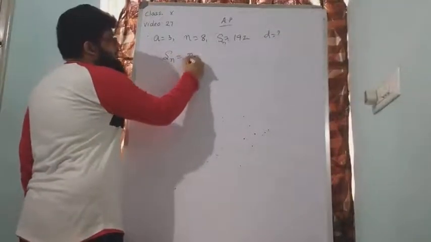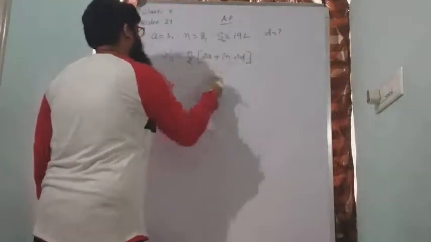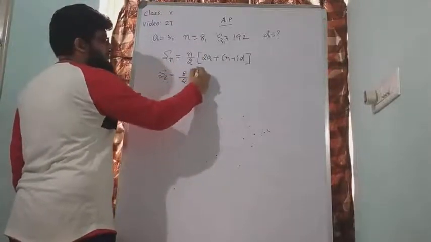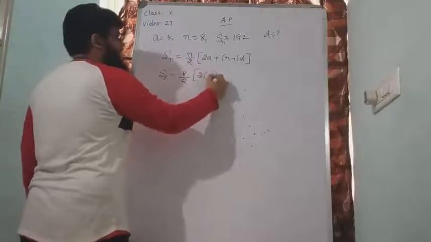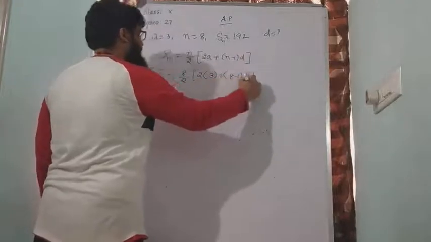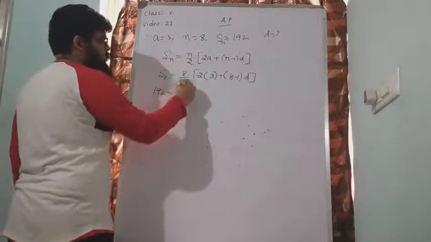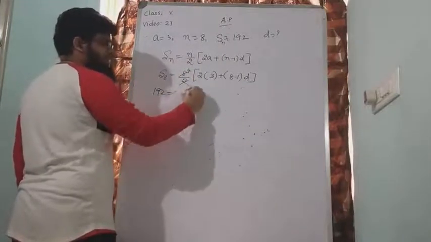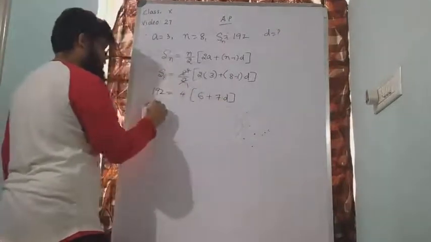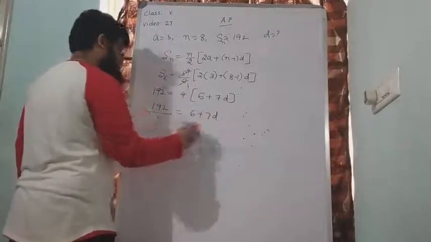So Sn is equal to n by 2 into 2a plus n minus 1 into d. S, n is 8, n is 8 by 2 into 2, a will be 3 plus n is 8 minus 1, d we don't know, d we are finding out. And the value of Sn is 192, 2 ones are 2, 2 fours are 8, 4 as it is, 2 threes are 6 plus 8 minus 1 is 7, you will get 70. 192 into 4 becomes divided by 4 is equal to 6 plus 70.